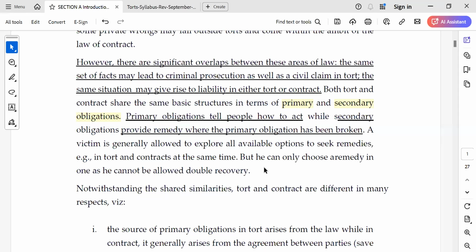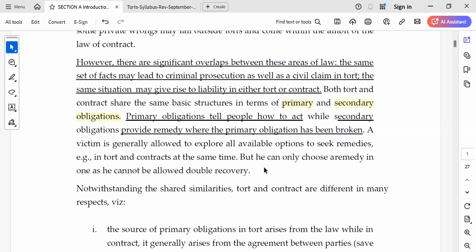In contract also they have a remedy. Tort also they have a remedy. Under what they have to file the action or file the suit against the defendant. That choice is actually given to the victim here, but he can only choose a remedy in one, as he cannot be allowed double recovery.